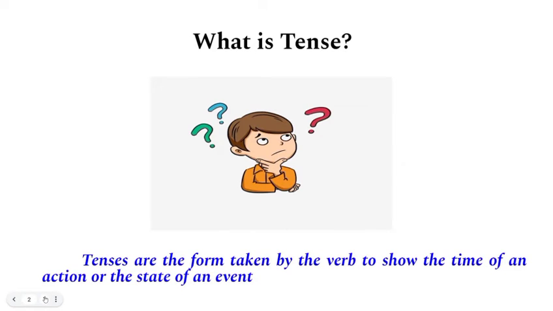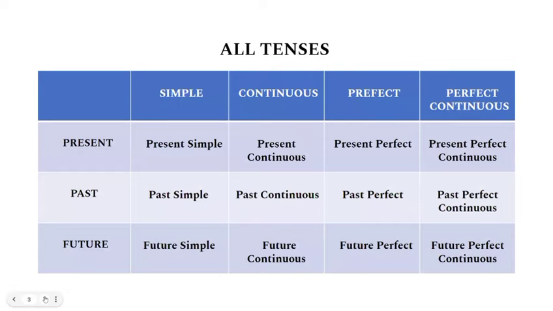Tenses are the form taken by the verb to show the time of an action or the state of an event. Now let's see the types of tenses in English. Here is a chart that shows all the tenses. There are three times: present, past, and future, and four aspects: simple, continuous, perfect, and perfect continuous. The time and aspect combine to make all of the 12 tenses in English.